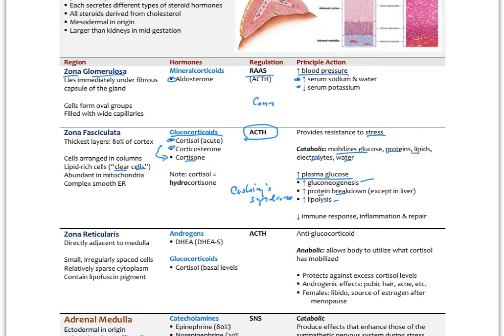And then cortisol also decreases immune responses, inflammation, and inhibits repair. And that's really that these are very energy-intensive processes that you sort of put on hold until you maybe escape from a stressor. That's maybe the evolutionary advantage of that. All right, so that's the fasciculata.